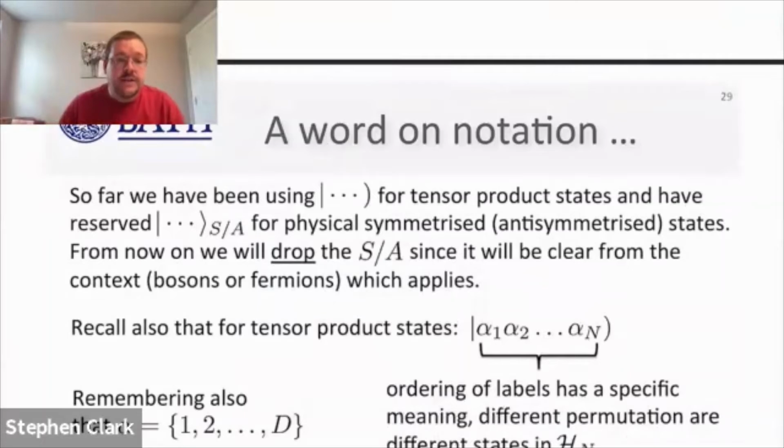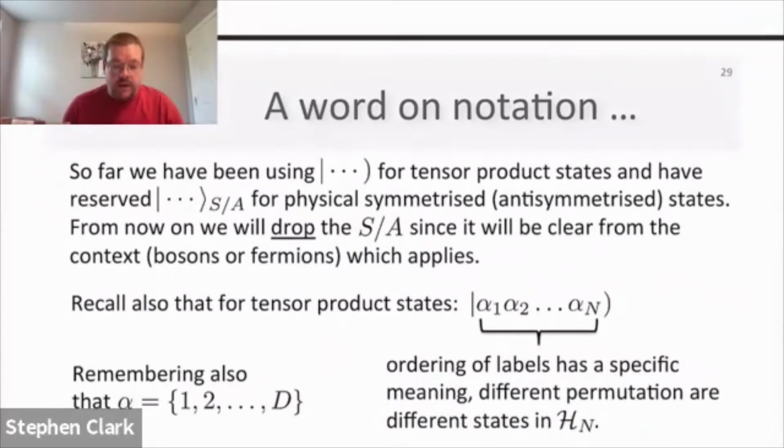So let me just recap on notation. I've been using this curly bracket, like a quantum state with a curved bracket, for a tensor product of distinguishable single particle states. That's the big Hilbert space. And then I've used a normal ket symbol with an S and A on there to denote a physical state, which is symmetrized or anti-symmetrized. I'm going to drop the S and the A because it's obvious from the context whether it's symmetric or anti-symmetric.